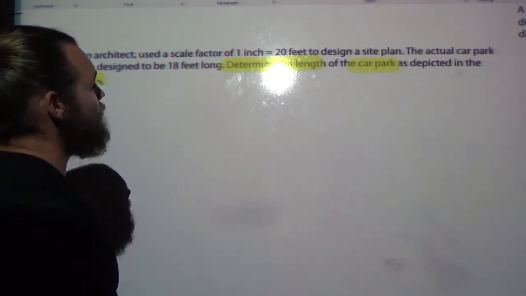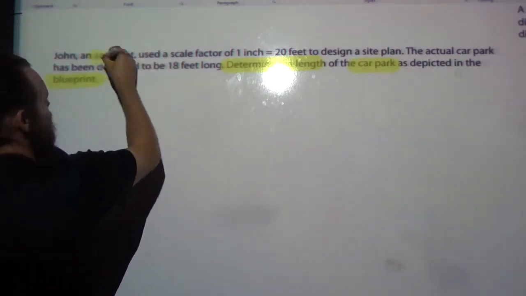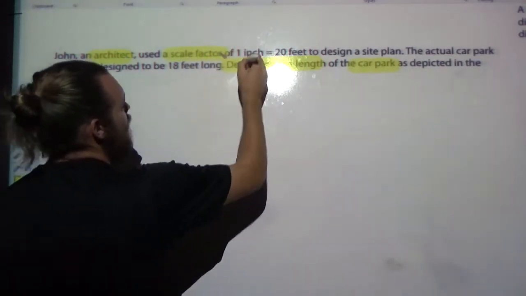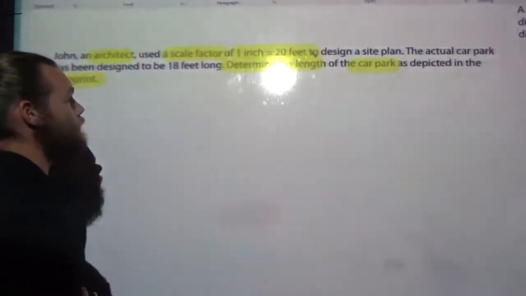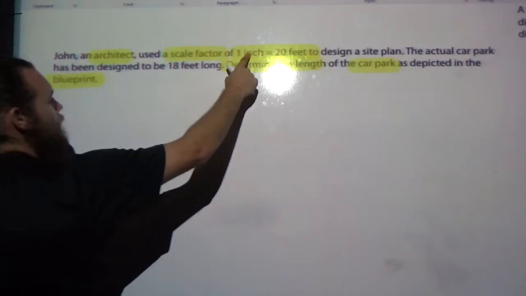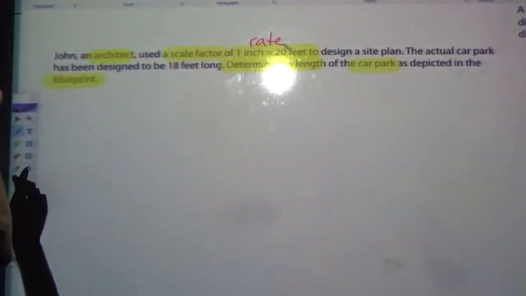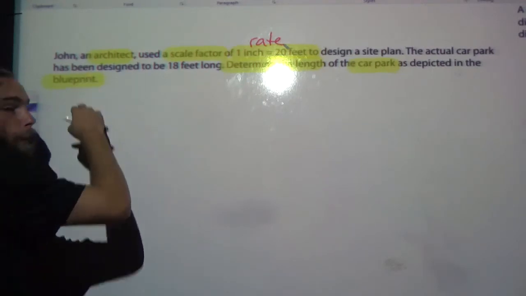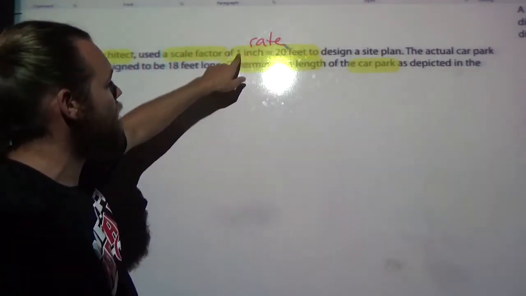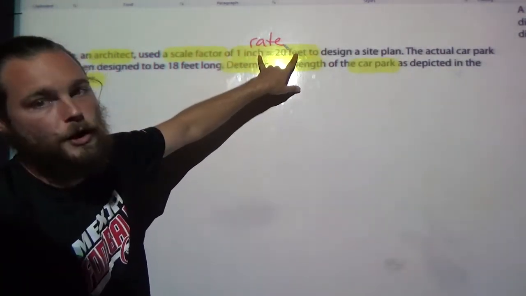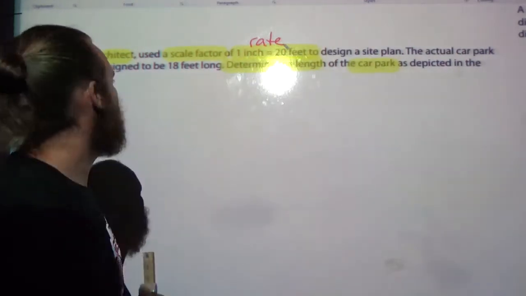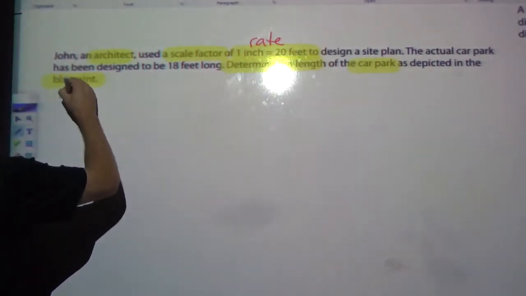So we have to look for, what do they tell us about this blueprint? Well, if you notice, they have a design. He designed it using a scale factor of 1 inch to 20 feet. 1 inch is equal to 20 feet. Right there is your rate. And typically the blueprint will be the smaller of the two units. Not the smaller number, but the smaller unit. In this case, inches and feet. So inches will be our blueprint.